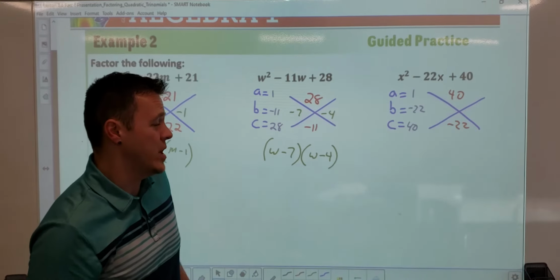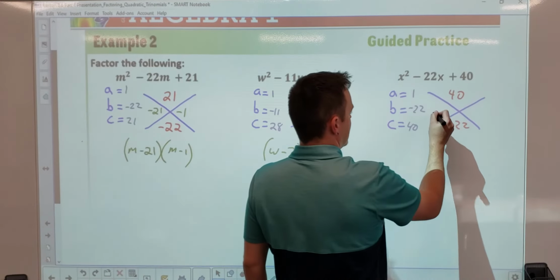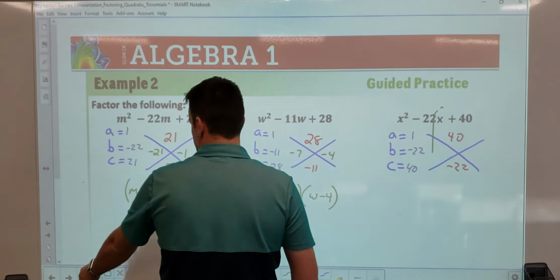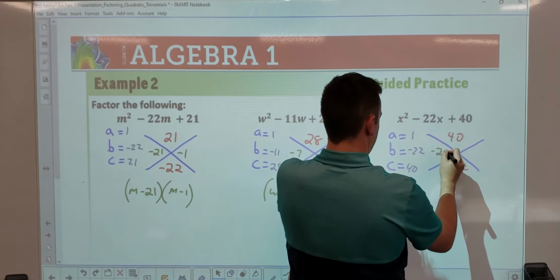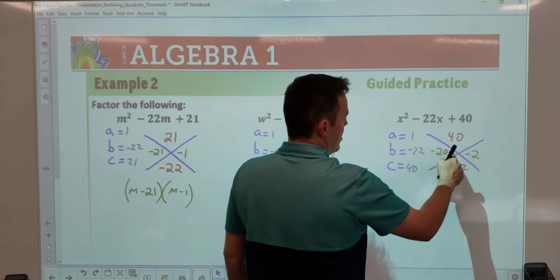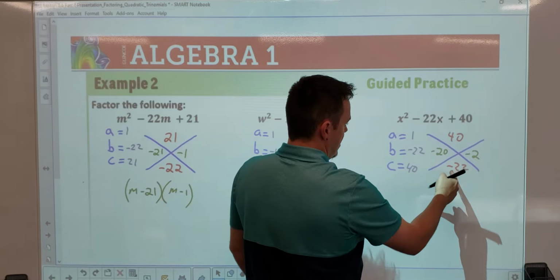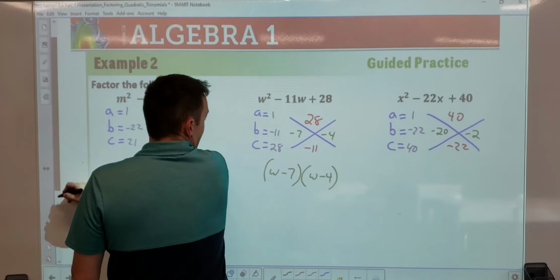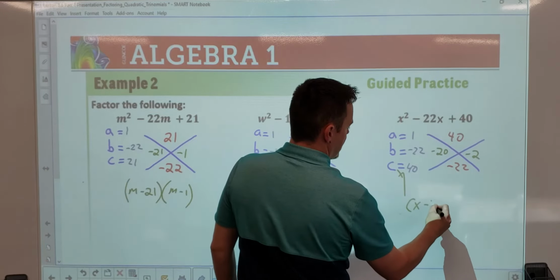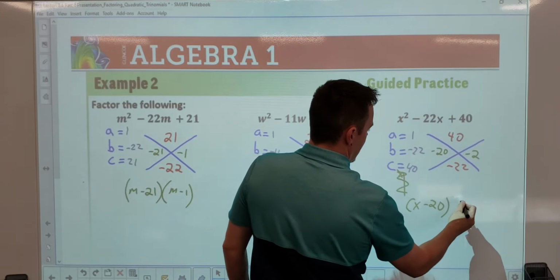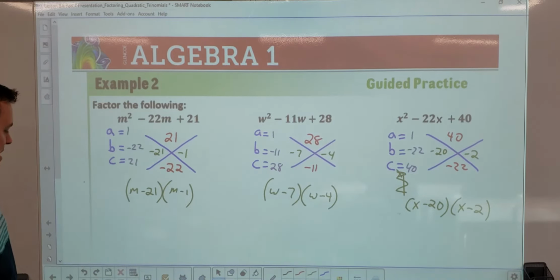All right, for the number 40, what do we got here? We got 1 and 40, 2 and 20. Pretty simple. It's going to be negative 20 and negative 2, right? So multiply these together, you get 40. Add them together, you would get negative 22, right? So on here, this would be x minus 20, and then x minus 2, just like that. Hopefully you guys understand this process.